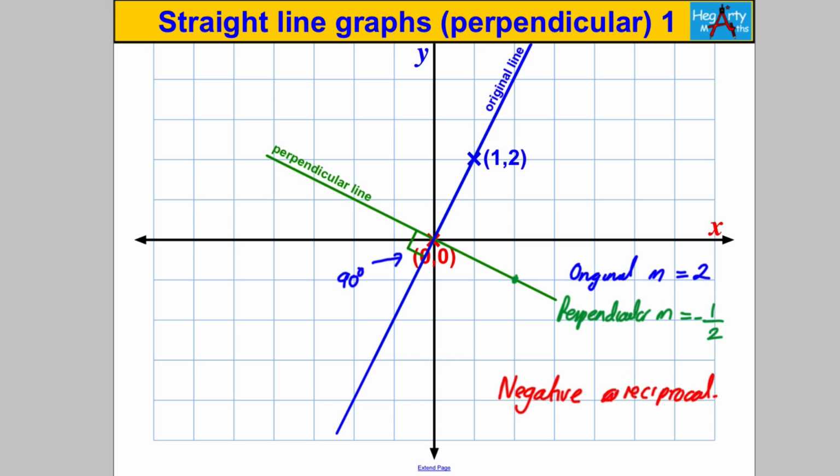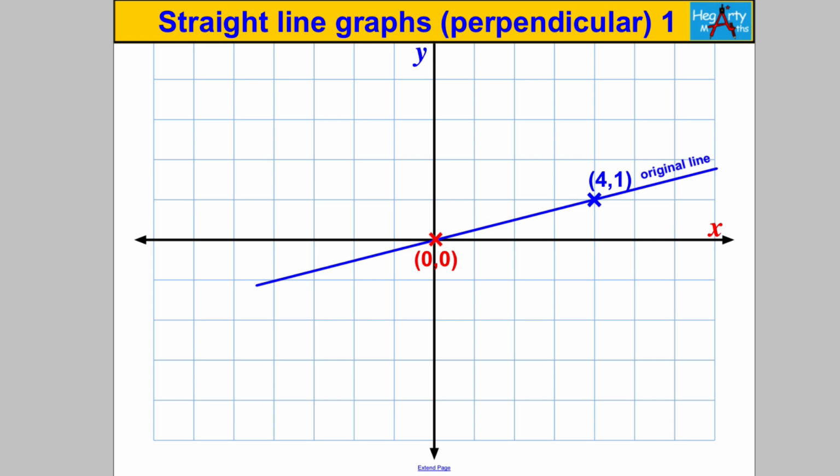Okay? And maybe the condition for two lines to be perpendicular to each other is that their gradients are the negative reciprocals of each other. Let's try two more examples and double check this isn't just a fluke and it works in other cases. Here's another line. I'm going to start by drawing a pair of lines that I know to be perpendicular to each other. These two definitely are because they're like the XY axis.